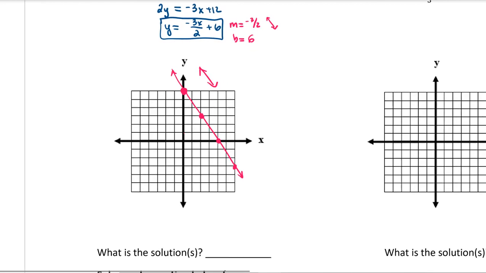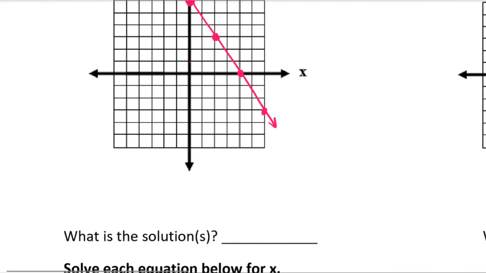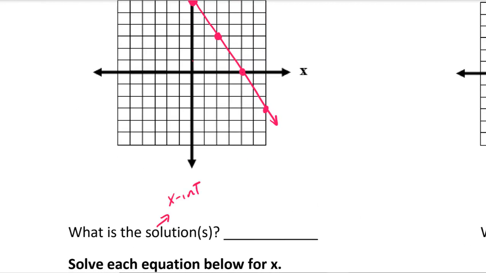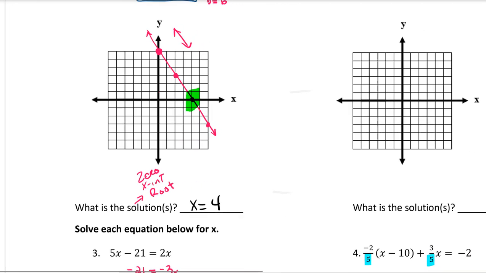Now, it also asks, what are the solutions? So the solutions, remember, there are several names for this. Solutions could be x-intercepts. It could also be called a root or a zero or a solution. All 4 of those terms mean the same thing. So if I look at the picture, where does this graph cross the x-axis? Well, right there. So the solution to this one, if we count correctly, 1, 2, 3, 4, is x equals 4. That's where it crosses the x-axis.